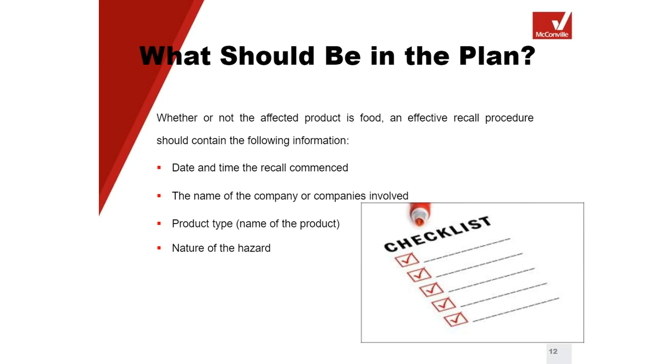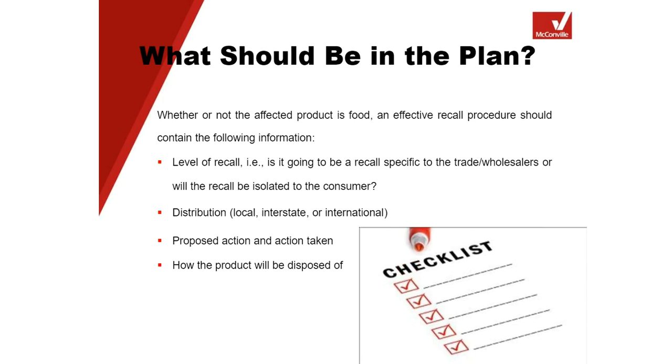Now with this, I know that it seems like there is a lot of information to go in your plan, and yes, there is, but it can be done through a simple checklist. So questions down the left-hand side, answers down the right-hand side. What level of recall is this, trade or consumer? It's consumer. Distribution, who do I need to contact? What action am I going to take? How am I going to dispose of the product? That type of information. So it can be fairly simple when we're actually recalling a product, that we use a template to do that on.